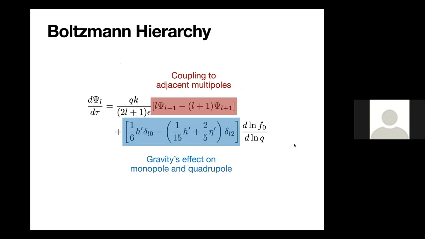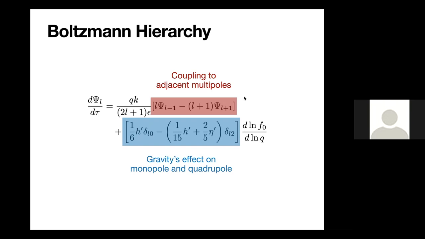So the hierarchy is essentially saying that the evolution of the l multipole is being sourced by adjacent multipoles, that is the l minus one multipole and l plus one multipole. And of course, because neutrinos also interact gravitationally, it is also sourced by the gravitational perturbation. So here h and eta are the synchronous gauge metric perturbations. Without going too much into details, you can just think about this as gravity.